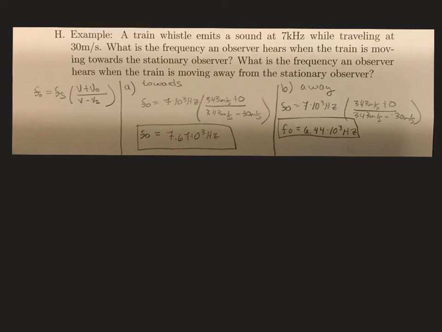So in part A, you're going to get 7.67 times 10 to the 3 hertz, and for B, you're going to get 6.44 times 10 to the 3 hertz. We expect when the source is moving towards the observer that the frequency is going to increase, which is the answer that we got, and when the source is moving away from the observer, the frequency is going to decrease, which is what you see.